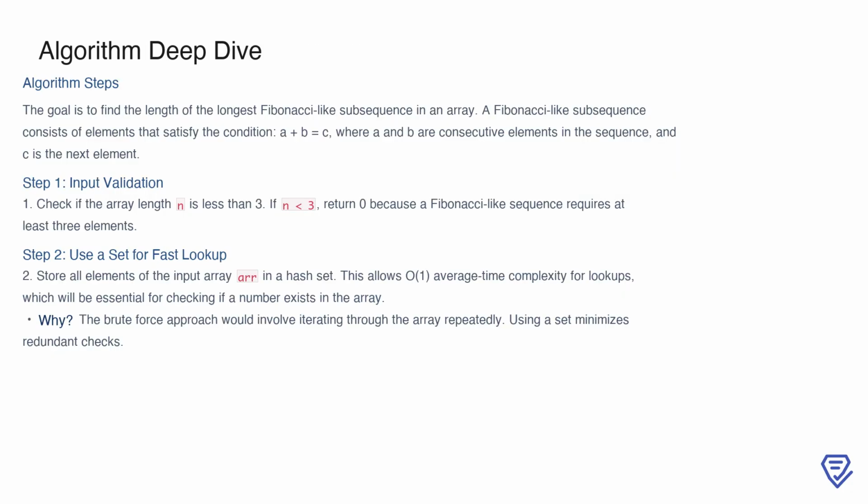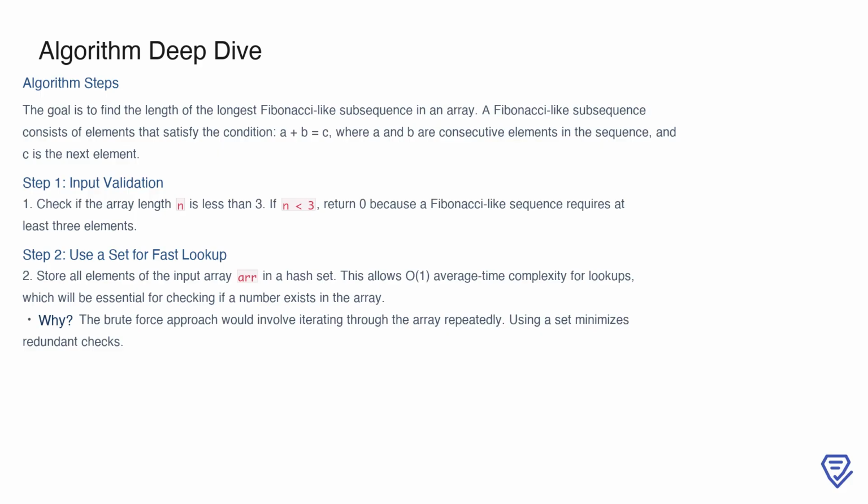To solve the problem of finding the length of the longest Fibonacci-like subsequence in an array, we start by understanding that a Fibonacci-like sequence follows the rule A plus B equals C, where A and B are consecutive elements, and C is the next element. The first step in our approach is input validation. If the length of the array is less than 3, we immediately return 0 because it's impossible to form a Fibonacci-like sequence with fewer than 3 numbers.